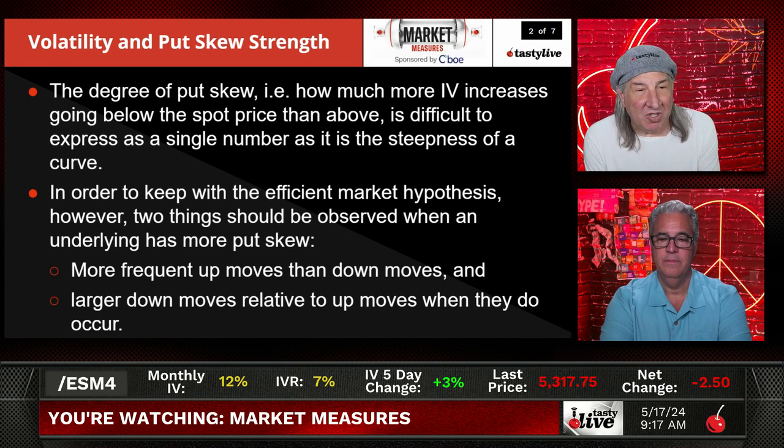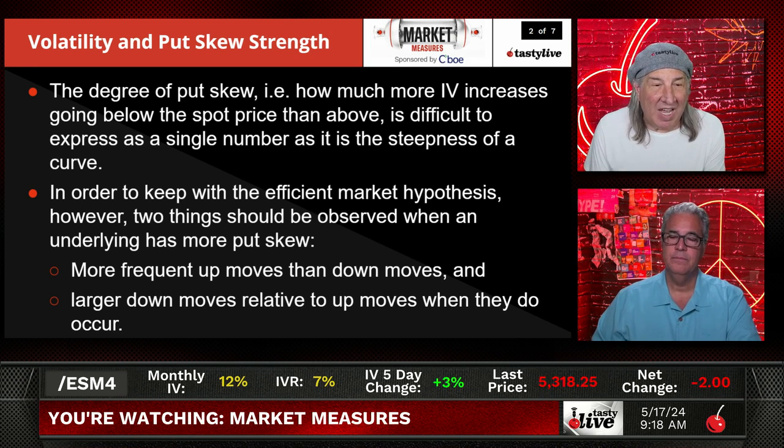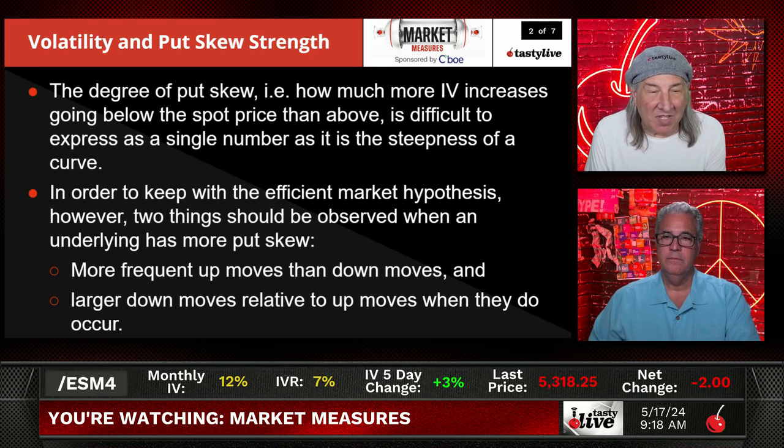The degree of put skew, meaning how much more implied volatility increases going below the spot price than above, is difficult to express as a single number, as it is the steepness of the curve. But in order to keep with the efficient market hypothesis, two things should be observed when the underlying has more put skew: more frequent up moves than down moves, and larger down moves relative to the up moves when they occur. Let me repeat that because it's important to this segment.